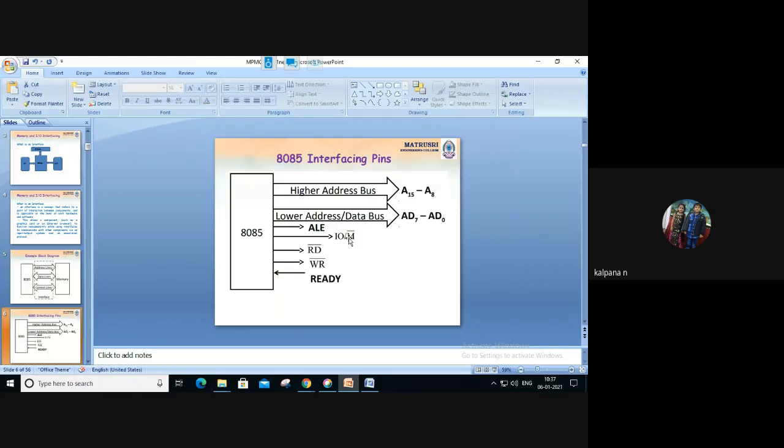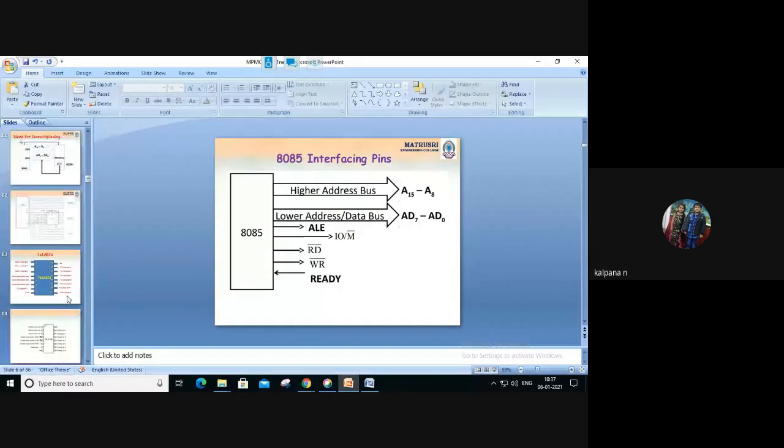And next ALE. ALE is for what? To select the address lines. So ALE also we need to connect from 8085 to the other devices. Next, READY. So READY indicates what? Our processor is ready for interfacing. So this READY pin we also need to connect to the devices which are to be interfaced with the 8085. So these all are the pins, right? So this is the block diagram.